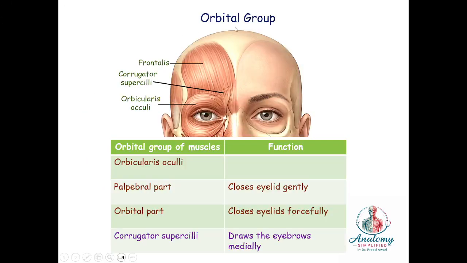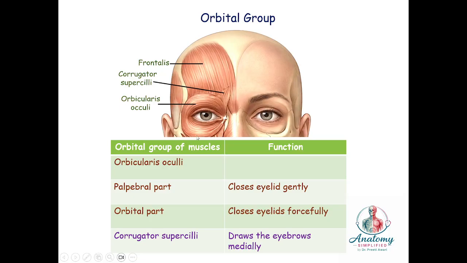We will see orbital group first. So here we have orbicularis oculi muscle, having two parts, a palpebral part or orbital part. Palpebral part is present within the eyelids. So when this palpebral part will contract, we will be able to close the eyes gently.